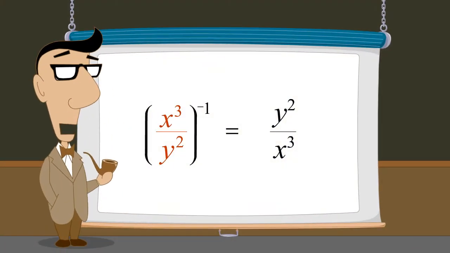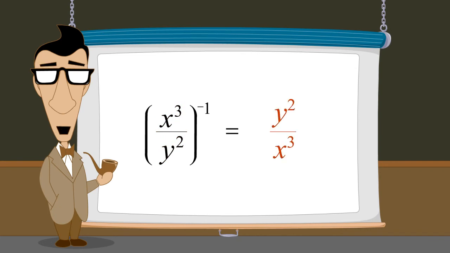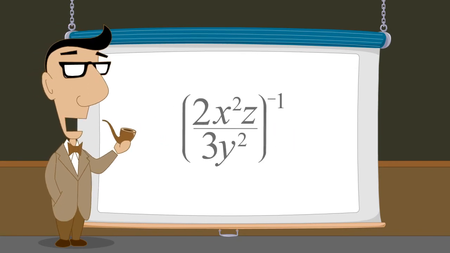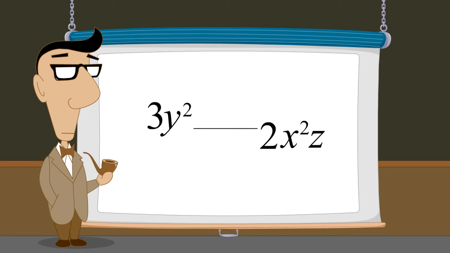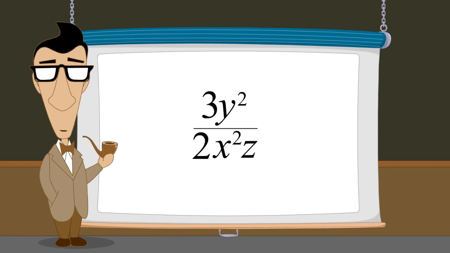So raising this fractional expression to the negative first power simply flipped it upside down to create its reciprocal. In fact, raising any fractional expression to the negative first power flips it upside down, creating its reciprocal.